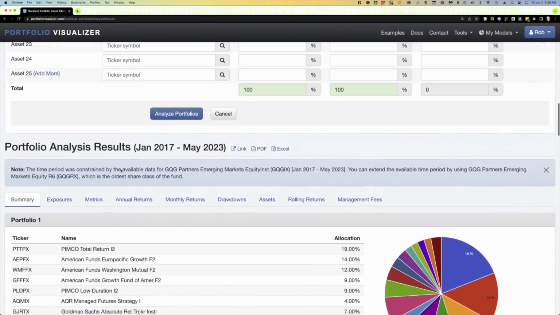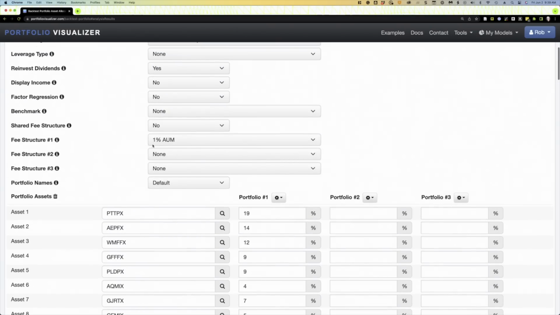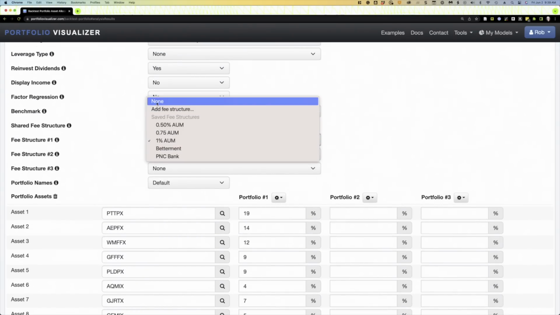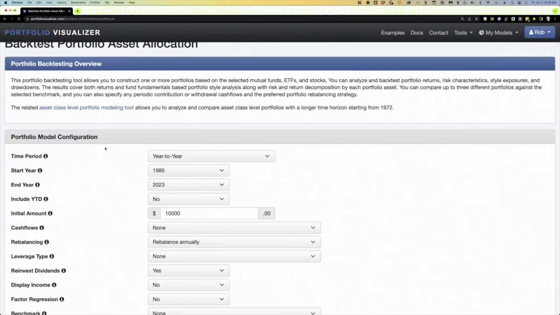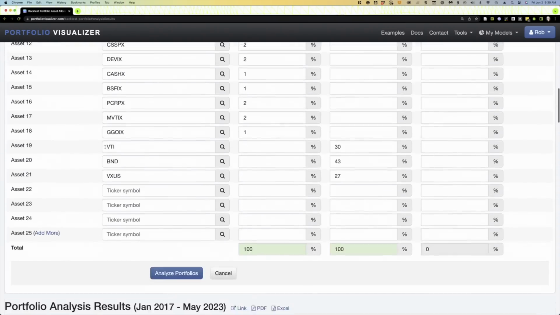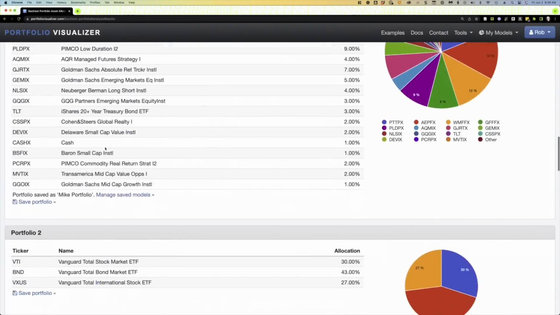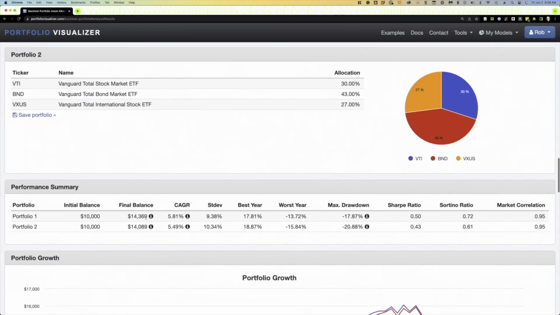Now, I can also come back up here and we can get rid of this fee structure for a moment just to compare the two portfolios. They'll probably become very, very close at this point. Let's take a look. Yeah, so in this case now, the advisor portfolio has slightly outperformed.